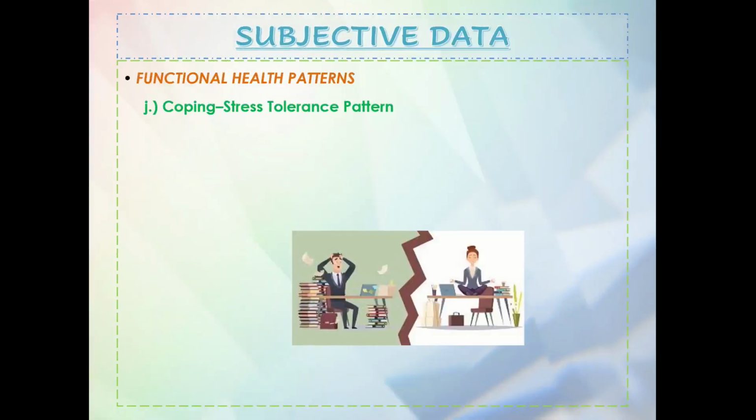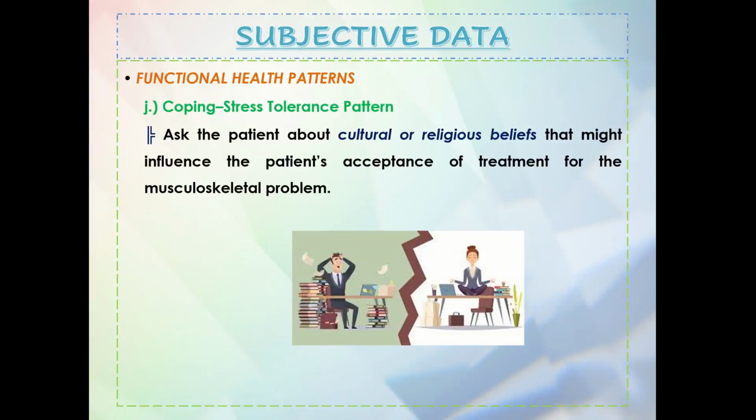Okay, next, coping and stress tolerance pattern tayo. So we ask the patient about cultural or religious beliefs that might influence the patient's acceptance of treatment for the musculoskeletal problem. So baka it can be a hindrance or baka hindi pala accepted sa culture nila or sa religious belief nila yung, for example, yung treatment na ibibigay natin or yung treatment na available. So you have to know first kung itong kanyang cultural and religious background.